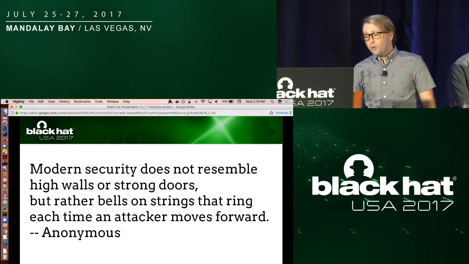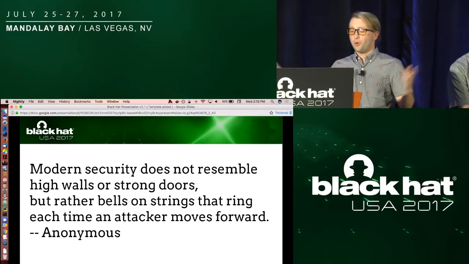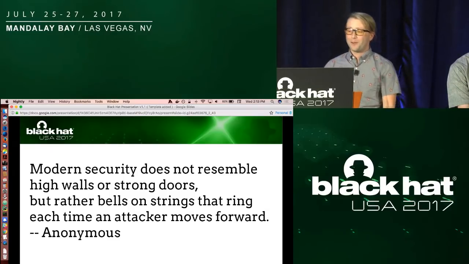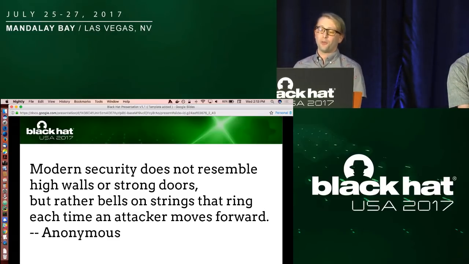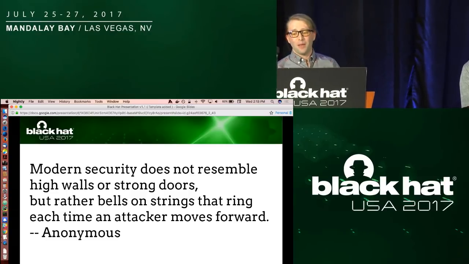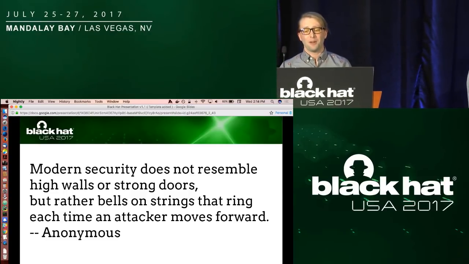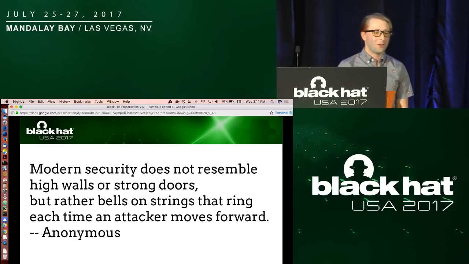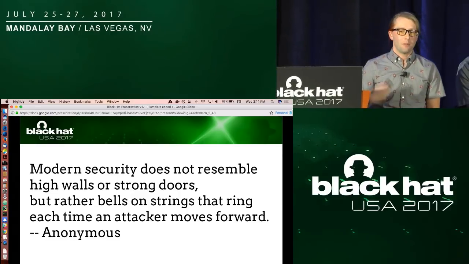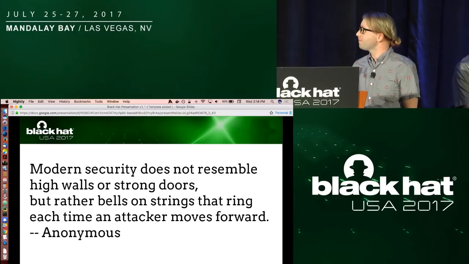And I'll leave you with one quote, and then I'll take questions. And this quote I stole from a Microsoft presentation. "Modern security does not resemble high walls or strong doors, but rather bells on strings that ring each time an attacker moves forward." And I think that's a really great quote that represents modern OPSEC.